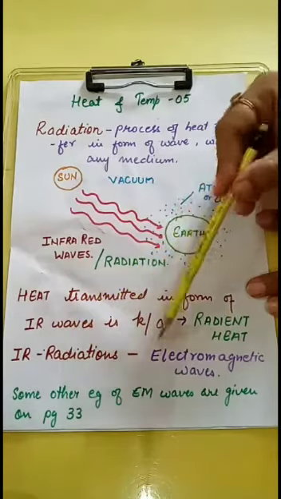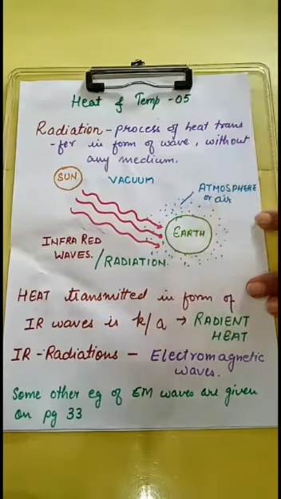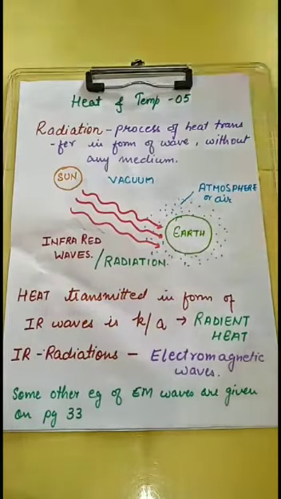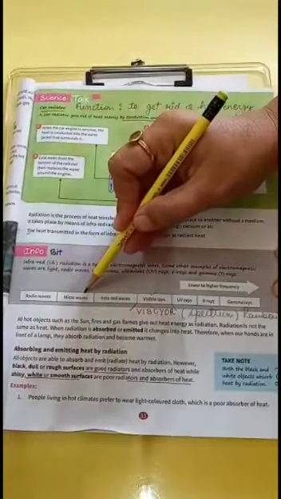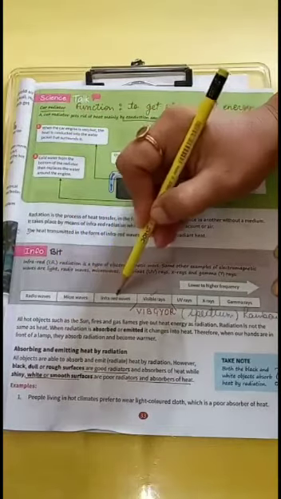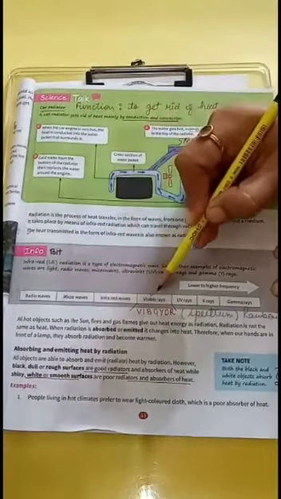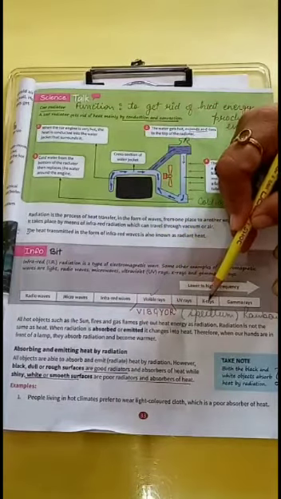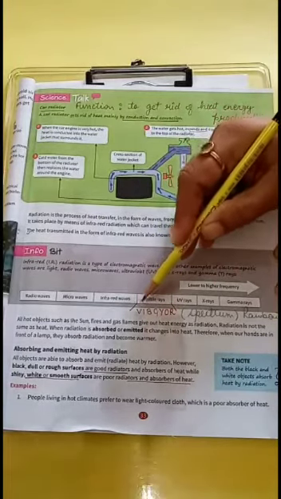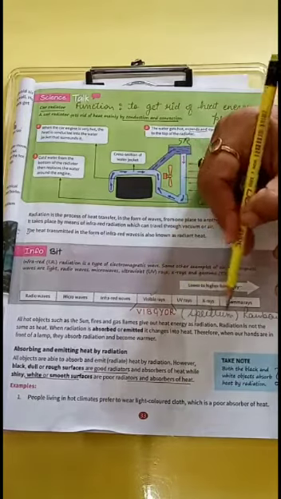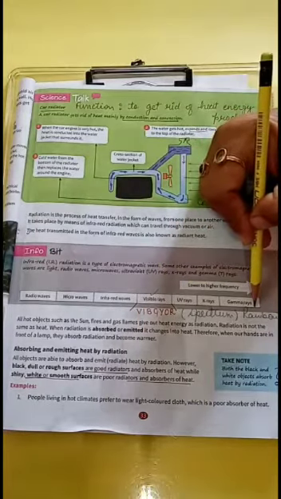Infrared radiations are electromagnetic waves. Some other examples of electromagnetic waves are given in your book here, from lower to higher frequency. These are radio waves, microwaves, infrared waves, visible rays, UV rays, X-rays and gamma rays. The visible rays, you can see the whole spectrum in the form of rainbow after the rainfall.